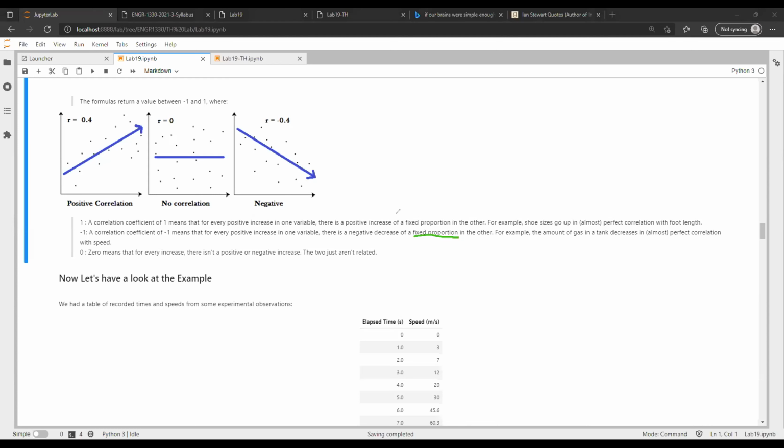a fixed proportion. So I'm going to draw a positive correlation, and this is inside of my scatter plot somewhere. Don't laugh at my inability to draw correct 90-degree angles. All right, so let's assume that this is y equals x.